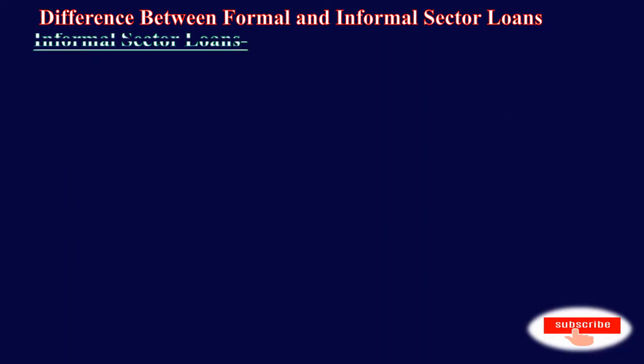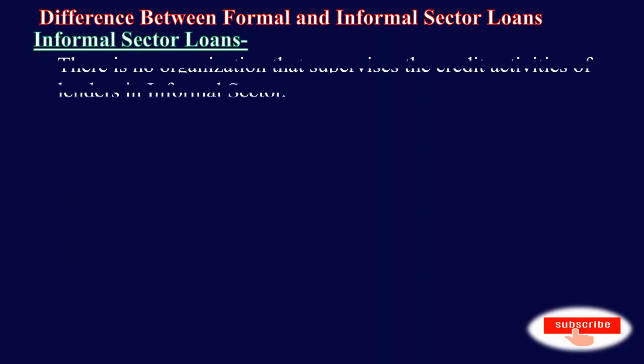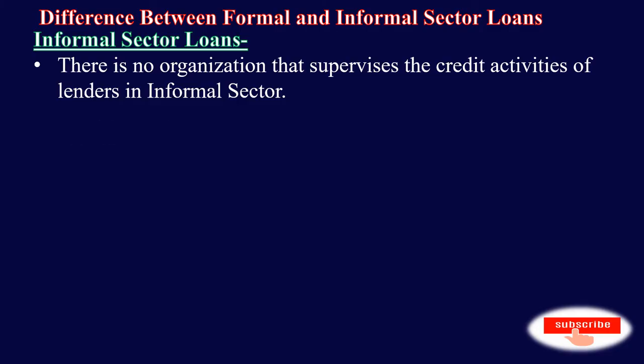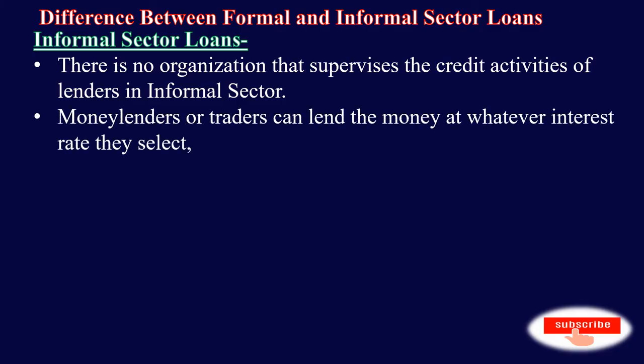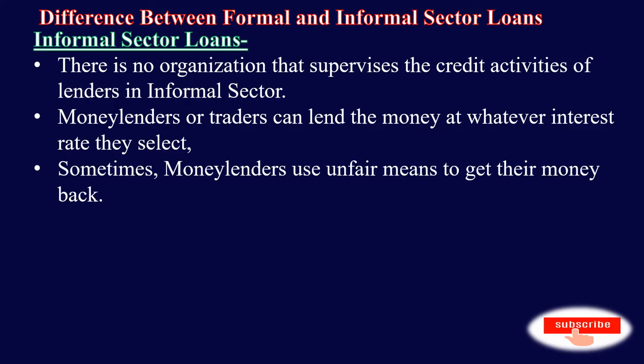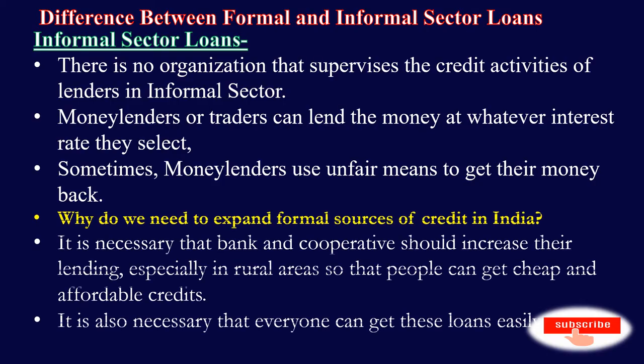And in informal sector, there is no organization that supervises the credit activities of lenders. Money lenders or traders can lend the money at whatever interest rate they select. Sometimes lenders use unfair means to get their money back. Thus, it is necessary that banks and cooperatives should increase their lending, especially in rural areas of India, so that people can get cheap and affordable credits.